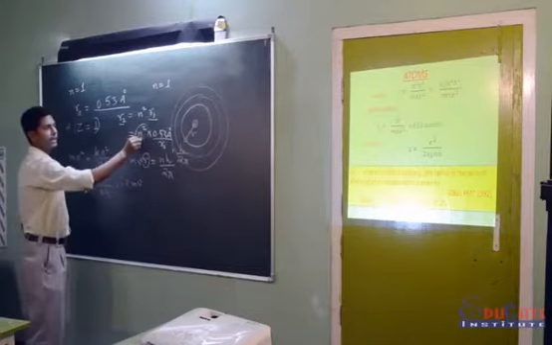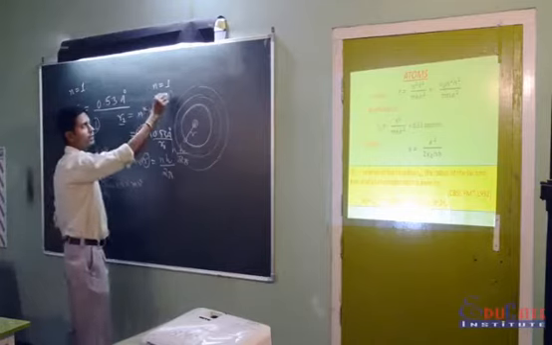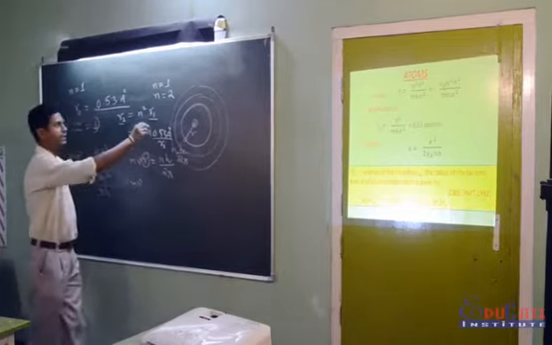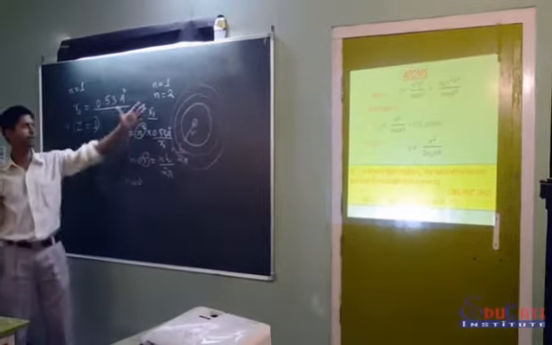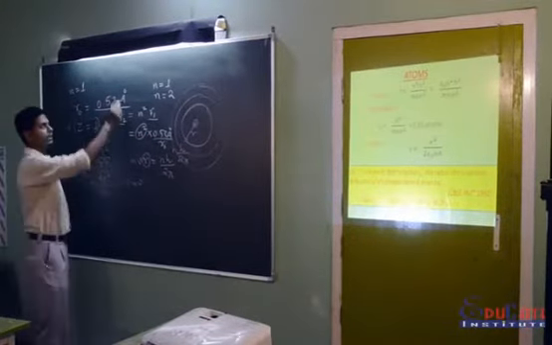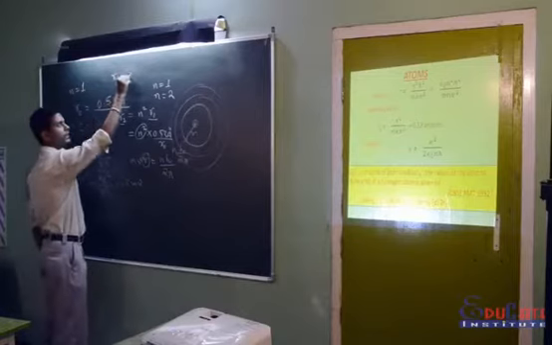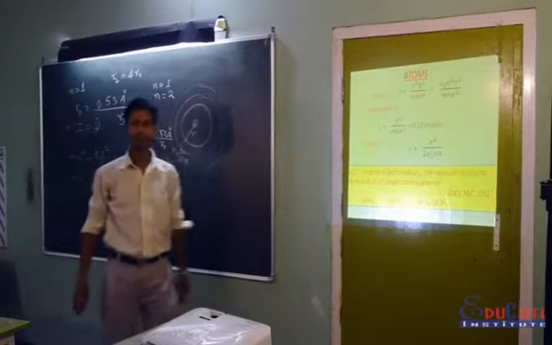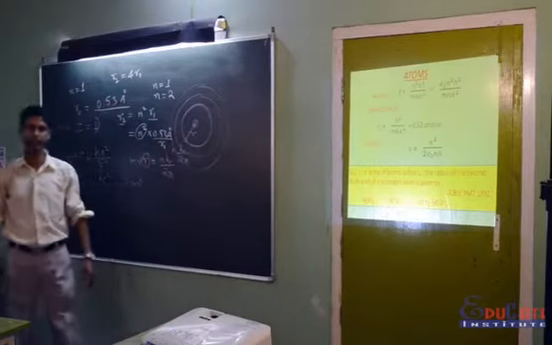Now what about this n? For the second orbit, n will be equal to 2. Here they have asked about the second orbit. So for the second orbit, the value of n is 2. Now if we put this value of n over here, then we easily get r2 as 4 times r naught, which is displayed in option A.